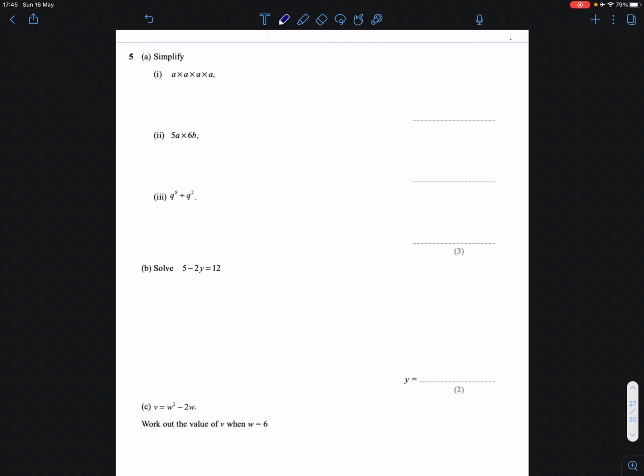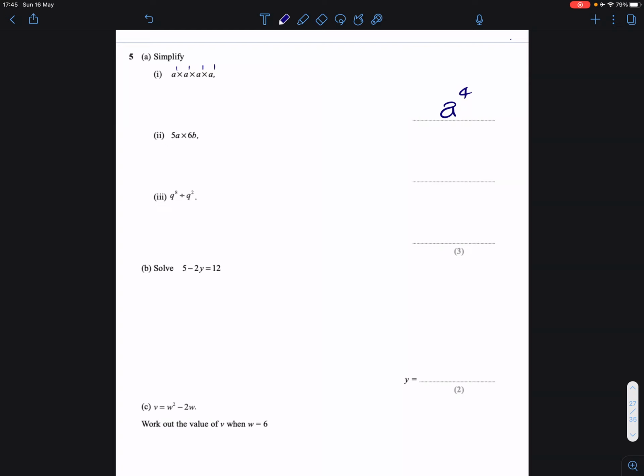Question 5a, part 1. Simplify A times A times A times A. When you multiply lots and lots of bases together, you add their powers. So we have 4 ones being added together there, which will give us an A to the power of 4.